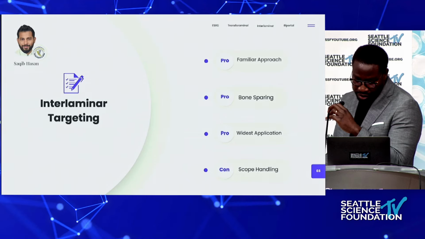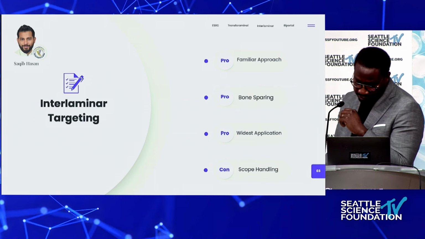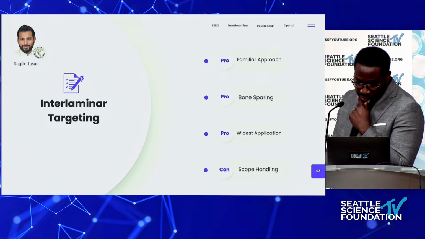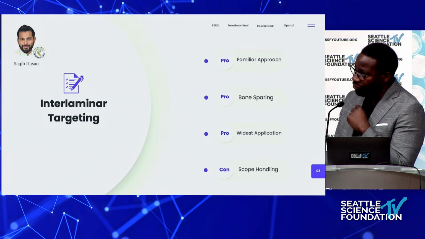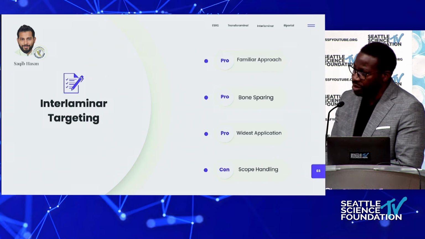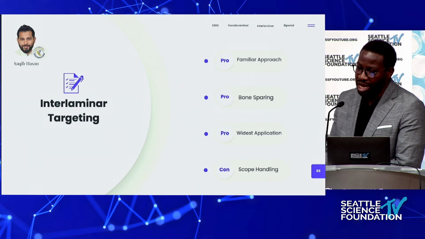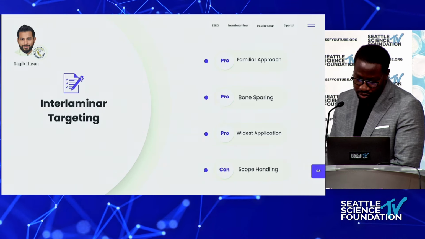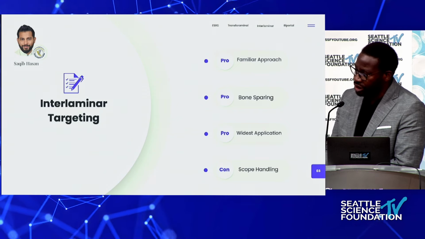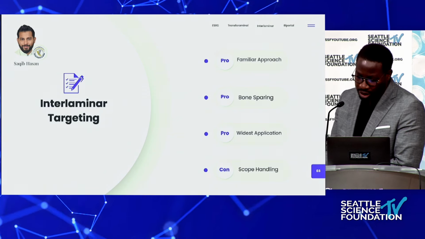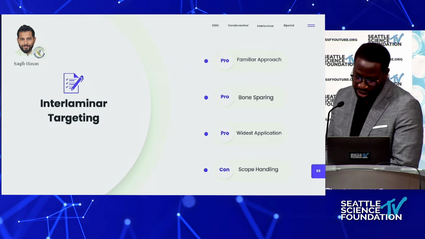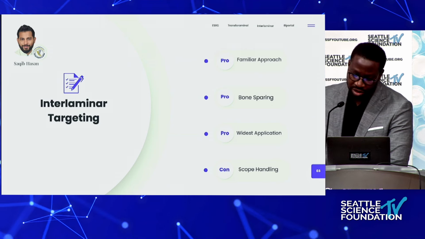So for the interlaminar approach, there are some pros that we identified, and I would say probably one con. The interlaminar approach is a very familiar approach because if you do any kind of MIS or tubular work, the anatomy is very familiar to you. It's a top-down view that you're used to seeing through tubes. It can be a bone-sparing approach, even if you're using the interlaminar approach for the L4-L5 level. The amount of bone resection that you have to do is usually very minimal.